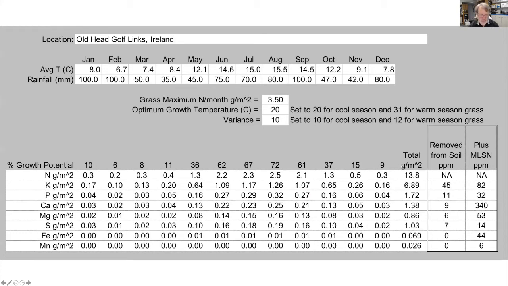And Neil says he puts on 120 on the greens and 100 on his rye fescue fairways. So I think this is probably not a bad guess, because we know there's going to be some nitrogen coming out of organic matter, releasing to the turf. So this number plus the MLSN number for Old Head is probably pretty good. As long as you stay above these values, then you're not going to have a deficit.